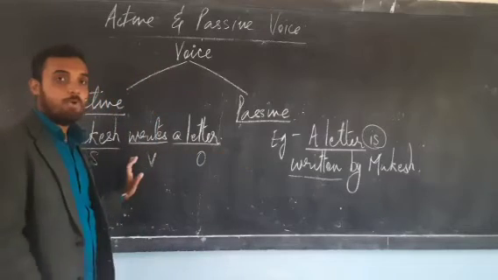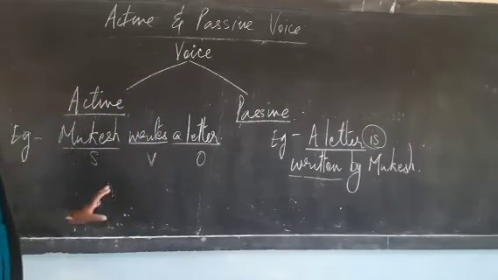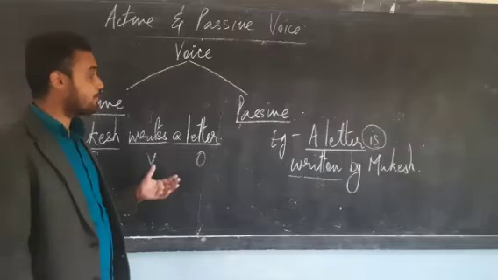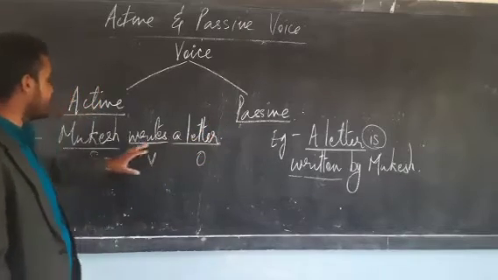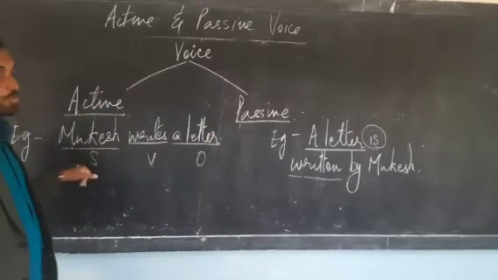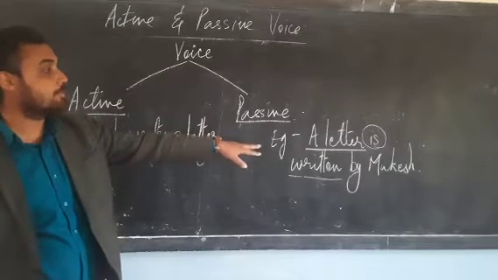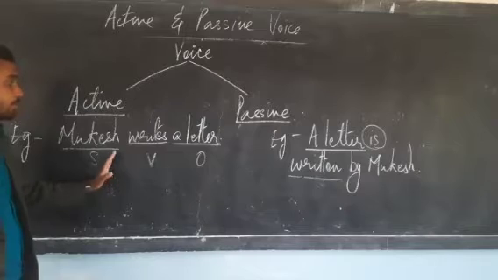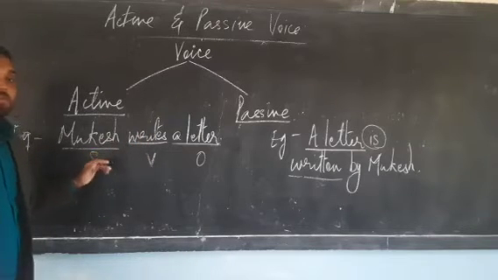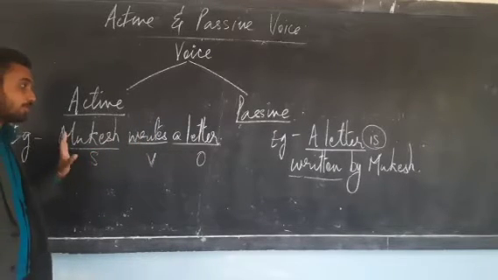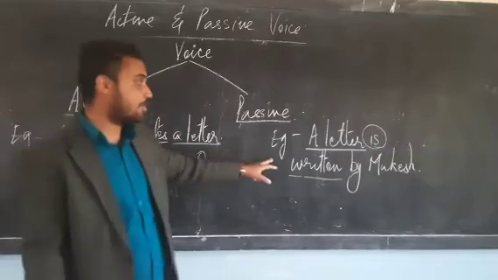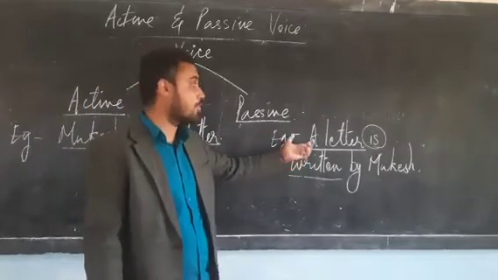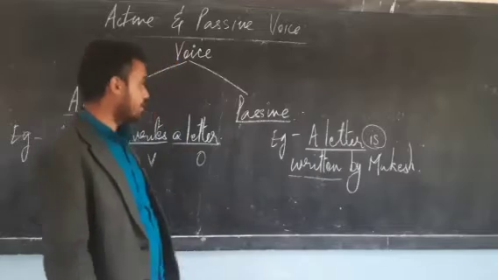Now the meaning of both the sentences is the same. What is changed over here? The only thing that is changed is that the subject was at the beginning, and now the subject is at the last. In active voice, we put more focus on the subject, whereas in passive voice, we give more focus on the object.